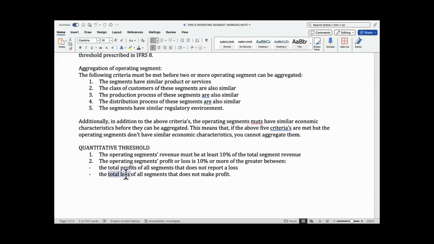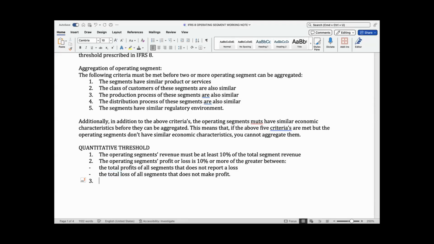and the total loss. You'll see when I solve a question for you. So this second point is just looking at, okay, what's the total profit? What's the total loss? So you separate the total profit of all segments that do not report a loss, and the total loss of all segments that do not make a profit. You pick the higher between the total loss and total profit. When you pick the higher, we are saying the operating segment profit or loss should be at least 10% of that. It should be 10% or more of that. You'll see.